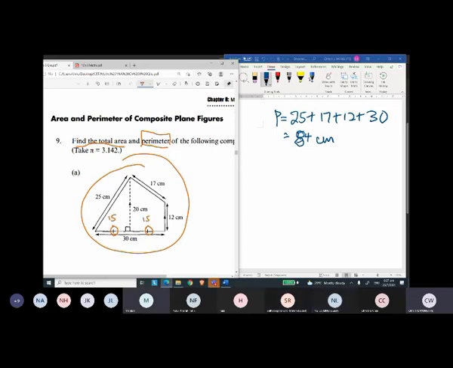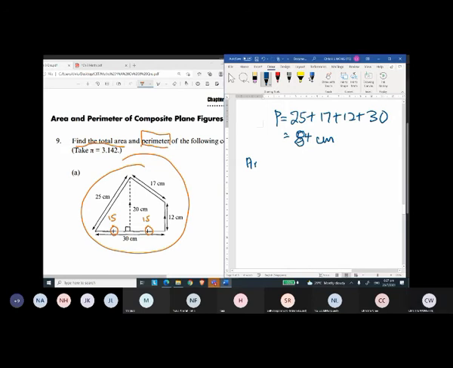Okay, let us do the triangle first. Area of triangle equals half times base times height, right? Okay, what is the base? 5. What is the base?